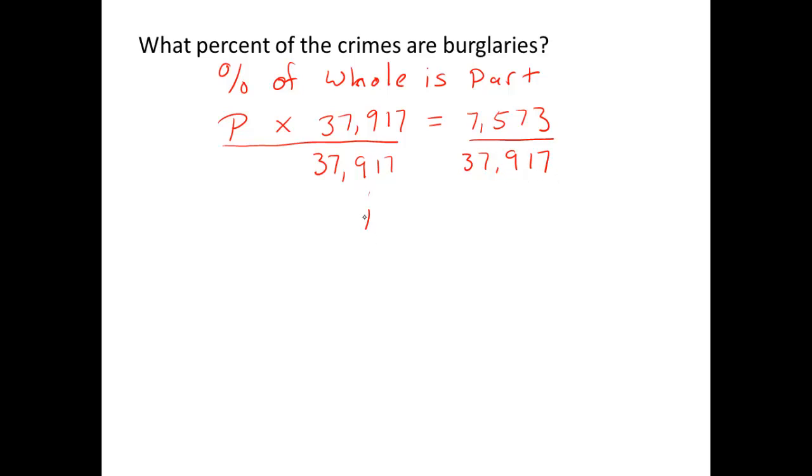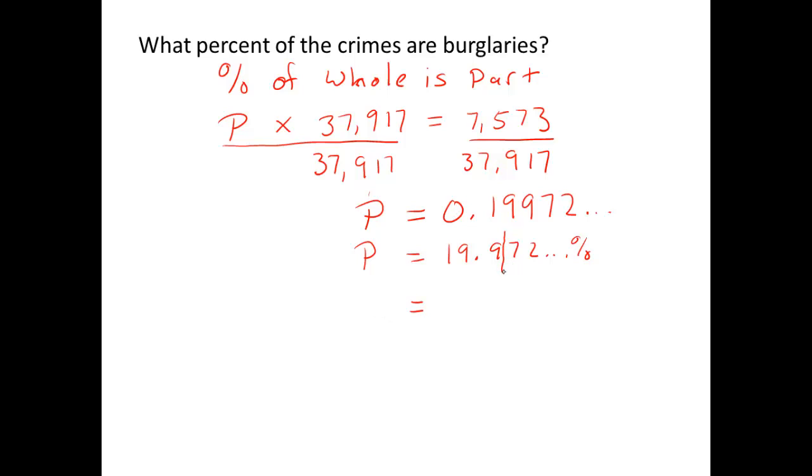Using our calculator, we get p equals 0.1997... We need to change this decimal then into a percent by multiplying by 100, which will move the decimal point 2 places to the right, giving us 19.972... The problem says to round to the nearest tenth of a percent, so we will cut the number here.